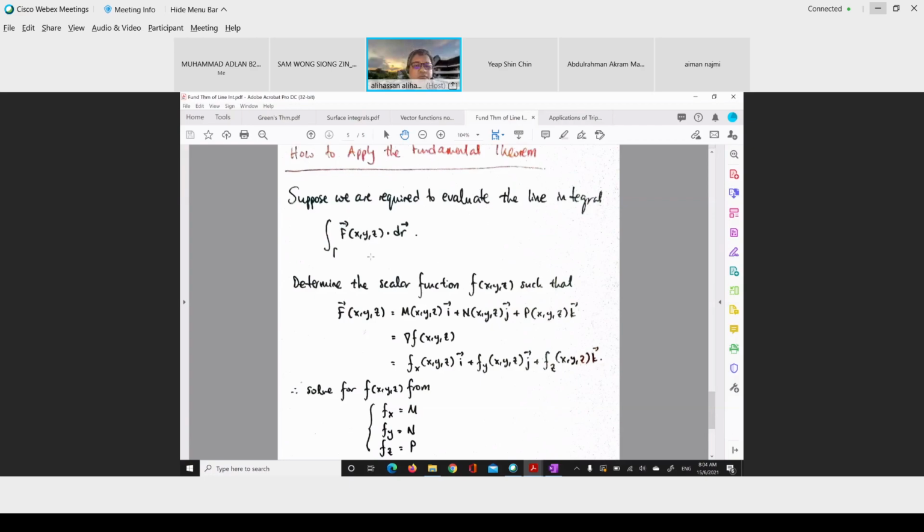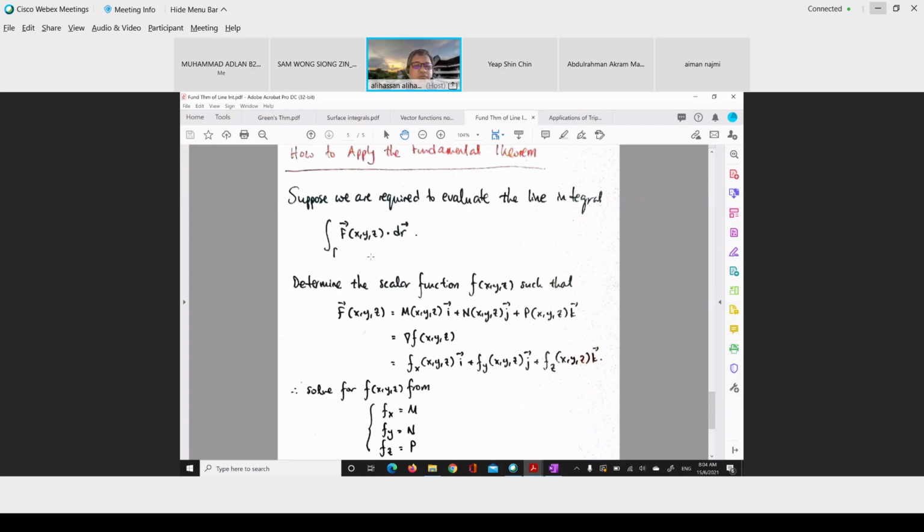And this is only for a two-dimensional case. This Green's theorem here applies only for the 2D case. So this shows a connection between the boundary and the region. This result shows the connection between the region and the boundary.